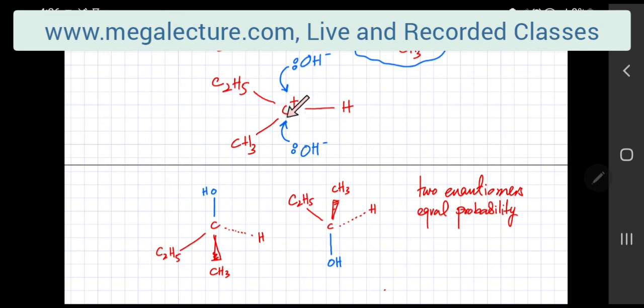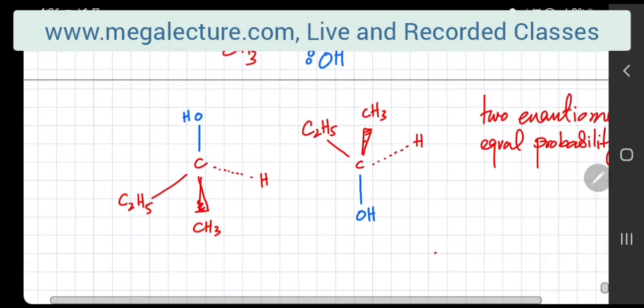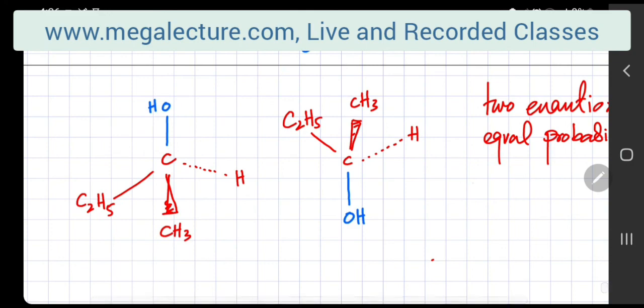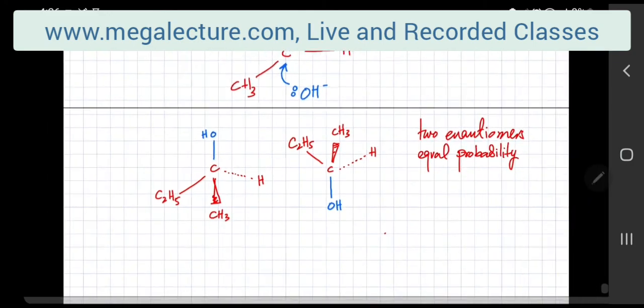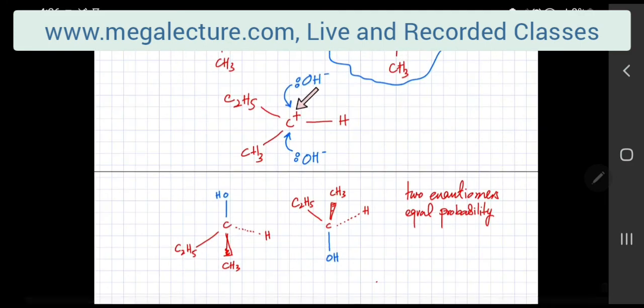The other one is the OH minus attacking the carbon from the bottom of the fan, this trigonal planar shape, and bonding with the carbon over here. All the other red bonds are getting repelled in the upward direction. So these two enantiomers or optical isomers are going to be produced, and they will be produced in equal quantity. Why? Because there's an equal probability of the OH minus attacking from the top or from the bottom as well. So just a quick recap.